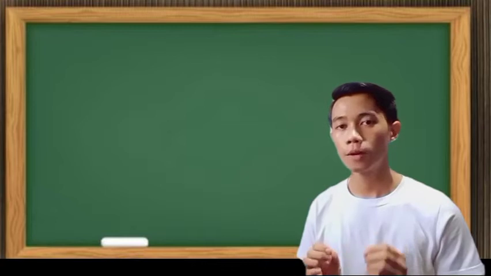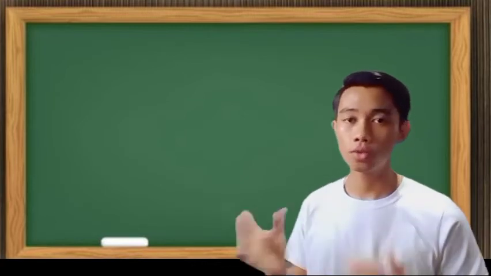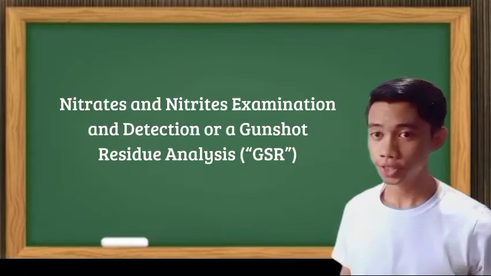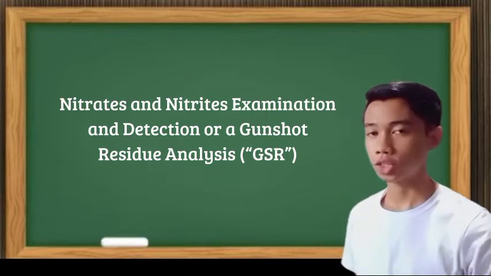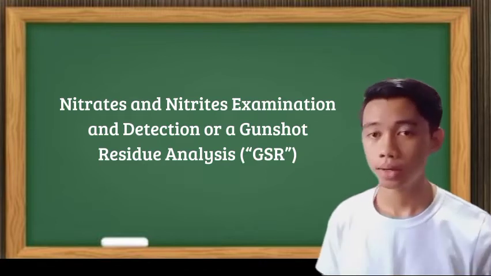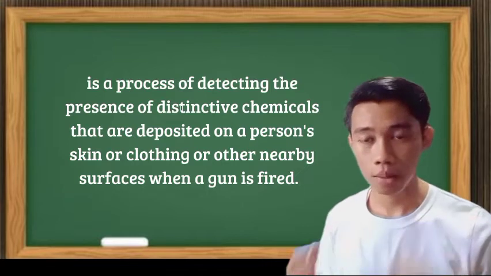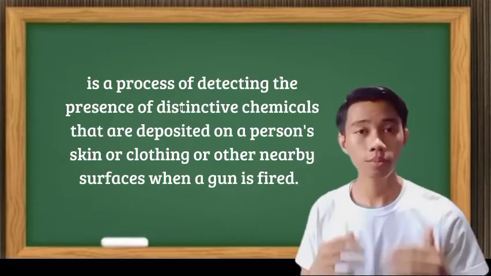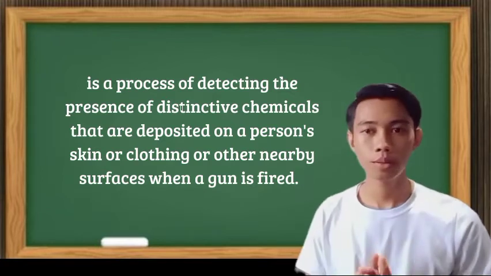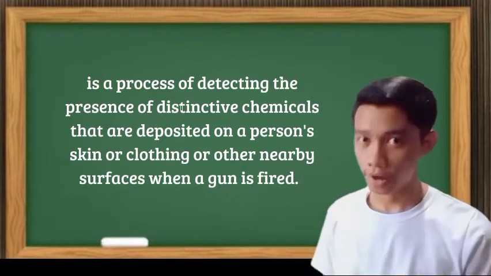So when we say nitrates and nitrites as a whole, it will give us a simple definition, which is gunshot residue. Nitrates and nitrites examination and detection, also known as gunshot residue analysis, the GSR, is a process of detecting the presence of distinctive chemicals that are deposited on a person's hand. It can also be detected on the person's clothing and other nearby surfaces where the gun is fired.